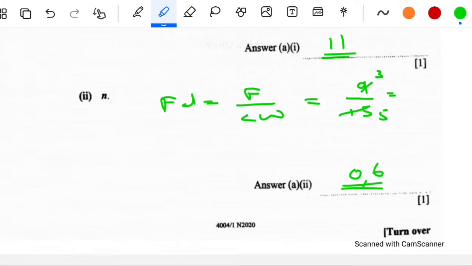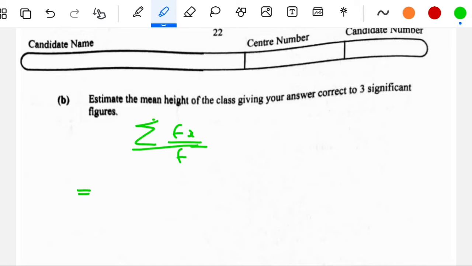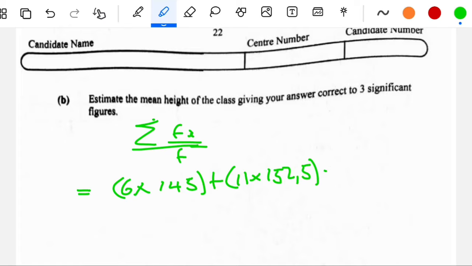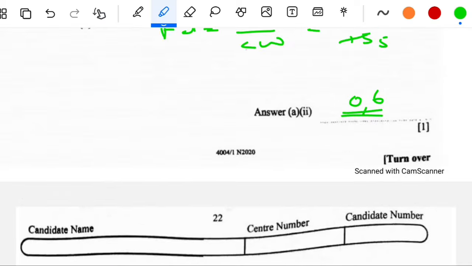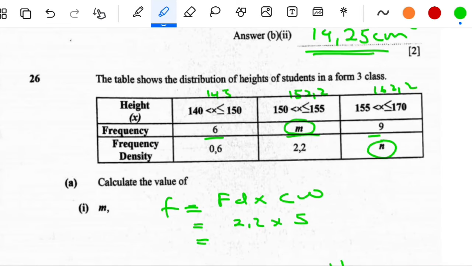So my formula, we are going to say 6 times midpoint, which is 145, plus next one, which is 11 times 152.5, plus 9 times 162.5, over the frequency, which is 26. So this frequency here is the total frequency, so you add these ones.